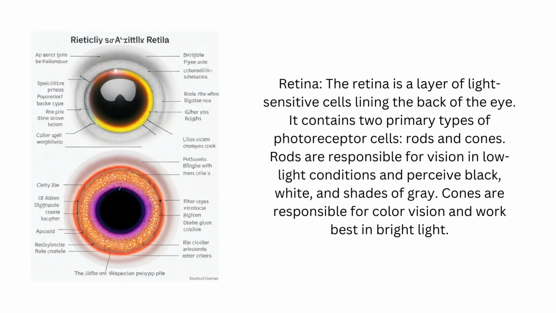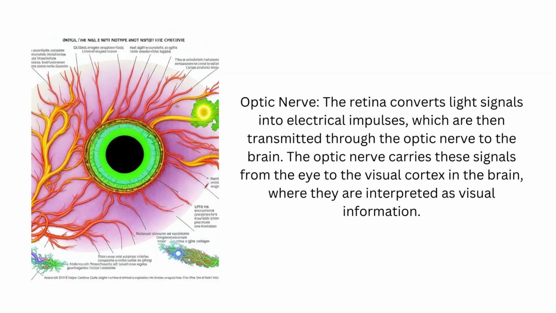4. Retina. The retina is a layer of light-sensitive cells lining the back of the eye. It contains two primary types of photoreceptor cells: rods and cones. Rods are responsible for vision in low-light conditions and perceive black, white, and shades of gray. Cones are responsible for color vision and work best in bright light.